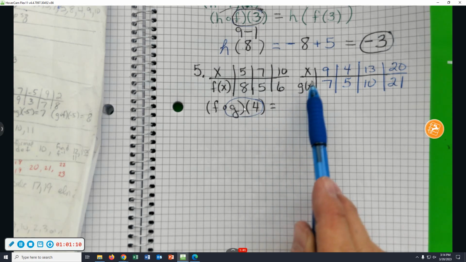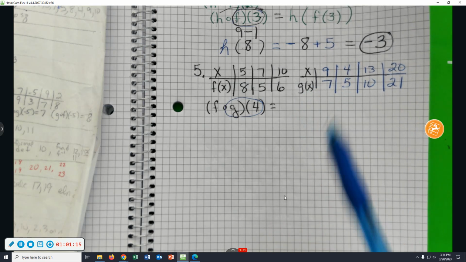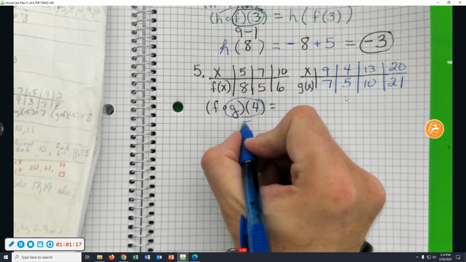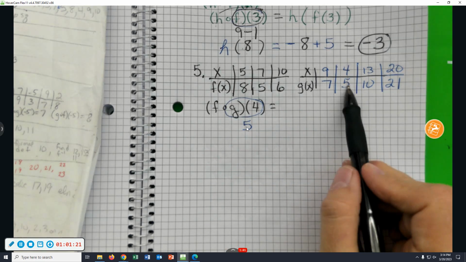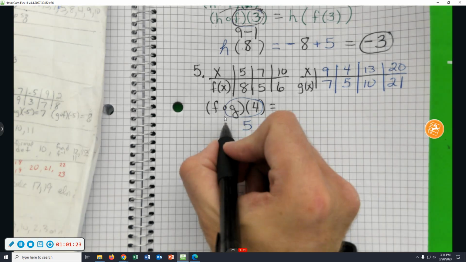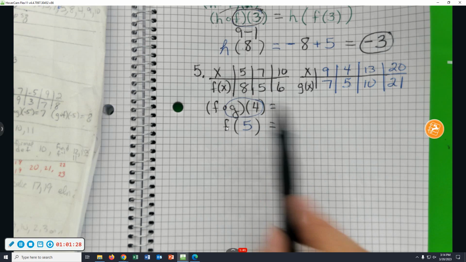The G table assigns the number 4 to 5. So G of 4 is 5. We still have to deal with this letter here, F. So bring down that F.